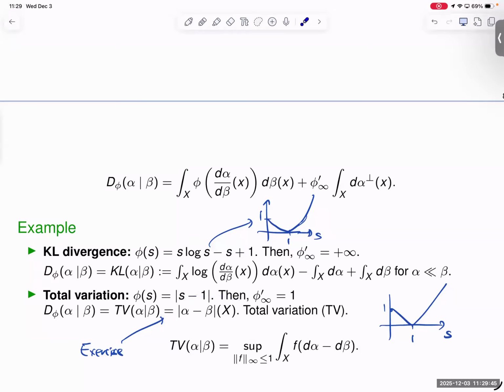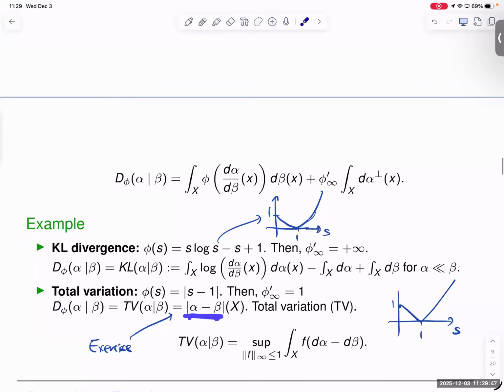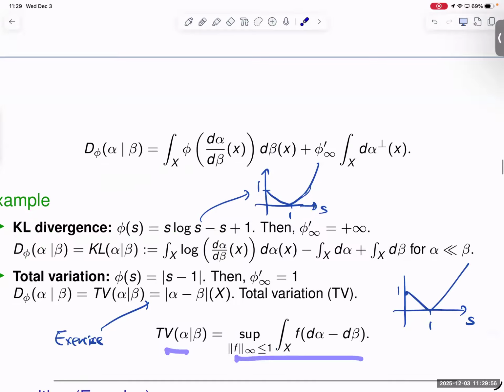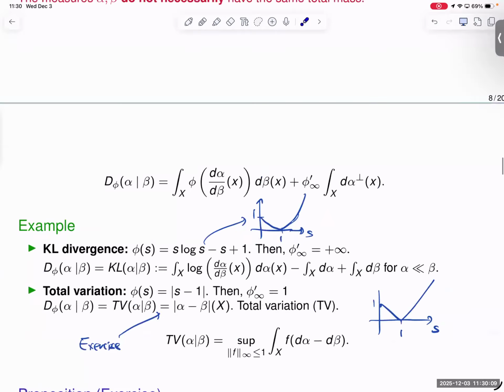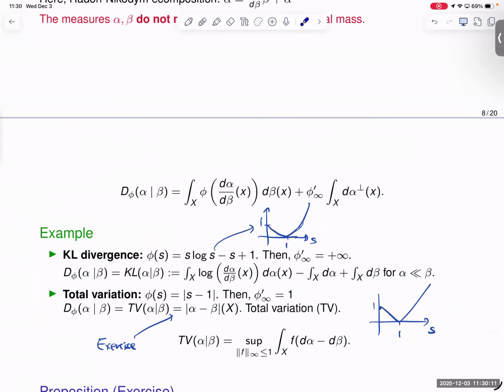Okay, you just regard this signed measure, and then the total mass of the signed measure is this total variation. And there's another formula for the total variation. Because it's like L1, you can view this one as a dual of L infinity. That's why you have this formula. But there are other such phi divergences.